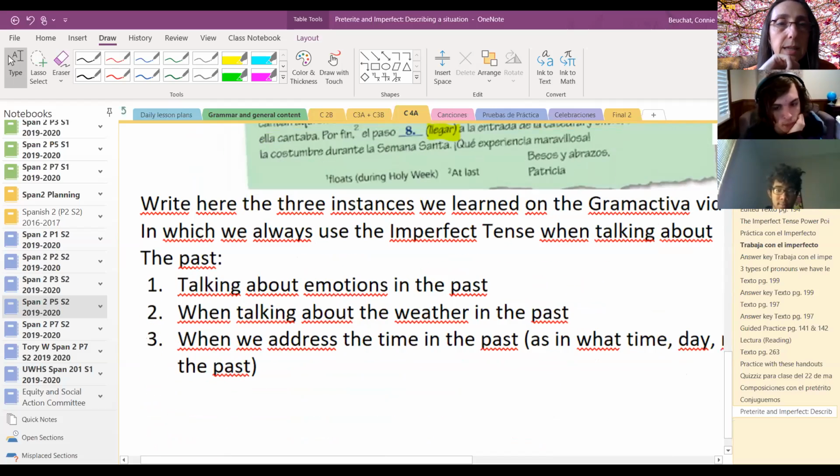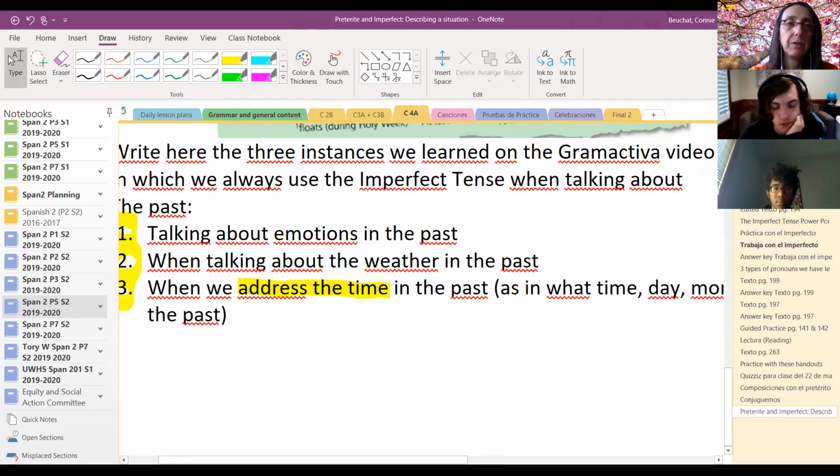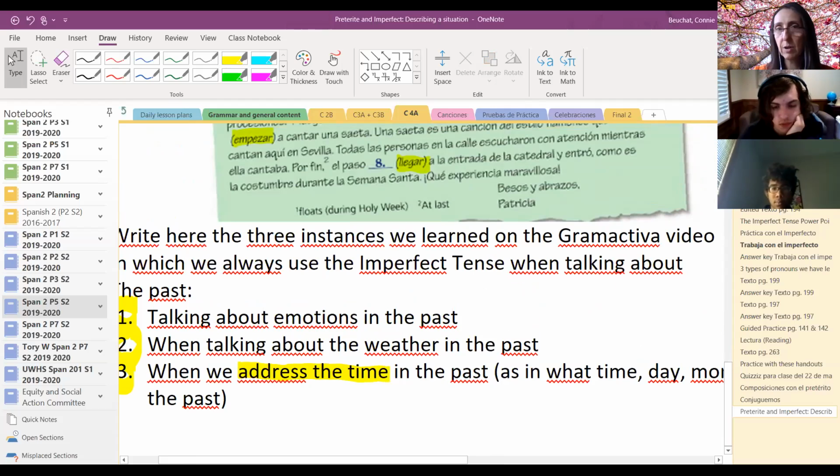See how it says, when talking about the weather, when talking about emotions, and when talking about time, but addressing the time. That's the difference. When they are telling you what time it was, or what day it was, or what month it was. All right.